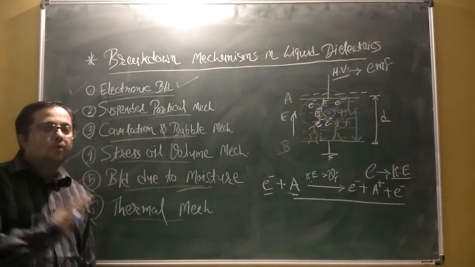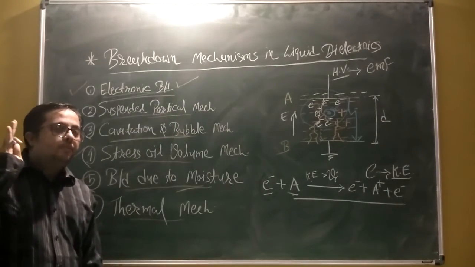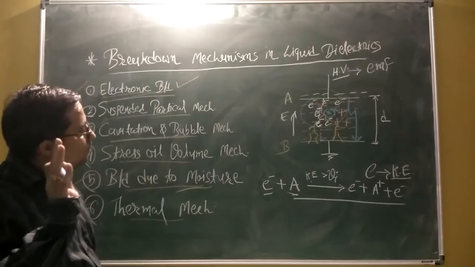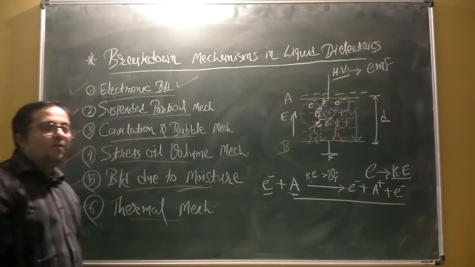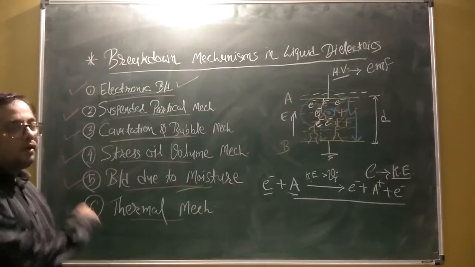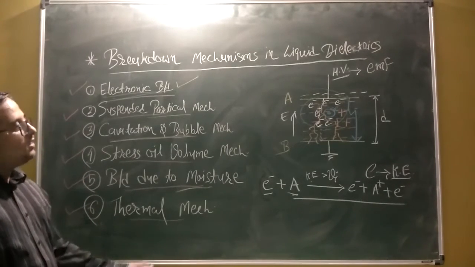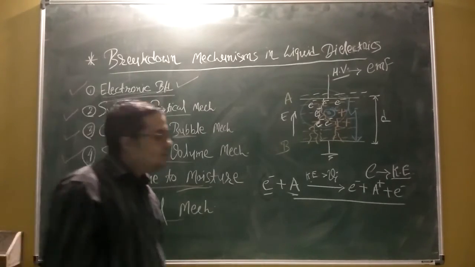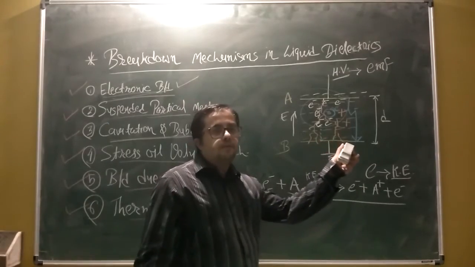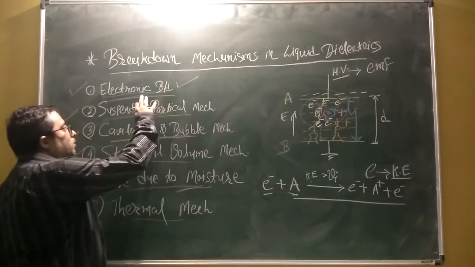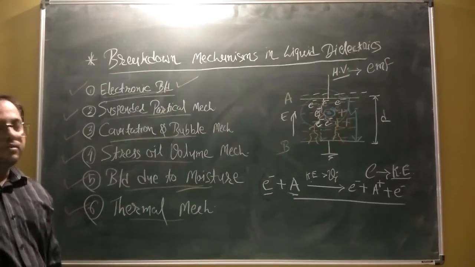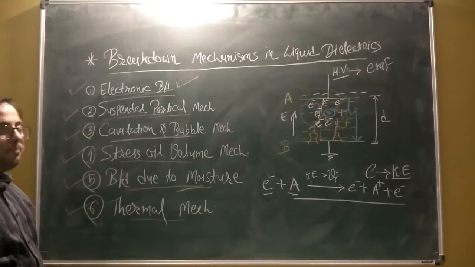There is no role of impurities, because the impurities are not present. We have considered the pure liquid. As there are no impurities, the breakdown which happens is because of the electron avalanche. So that is the electronic breakdown.